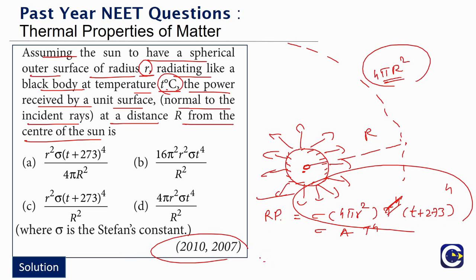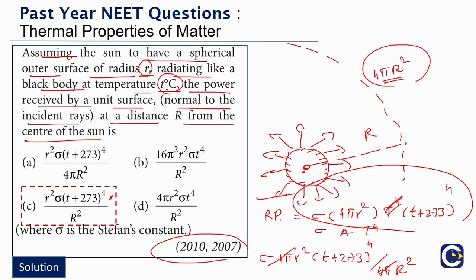That means sigma into 4 pi small r square into T plus 273 whole power 4, divided by 4 pi capital R square. The 4 pi will be cancelled. So what will be the answer? In the numerator we have small r square, sigma, T plus 273 whole power 4, and in the denominator we have capital R square. So the correct answer for this is option C.